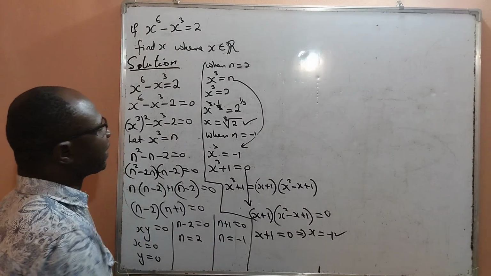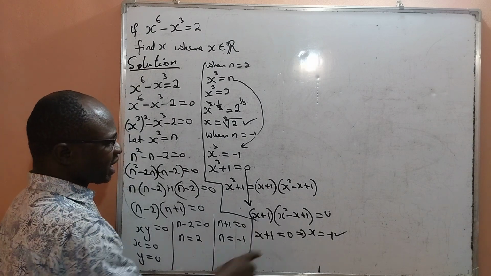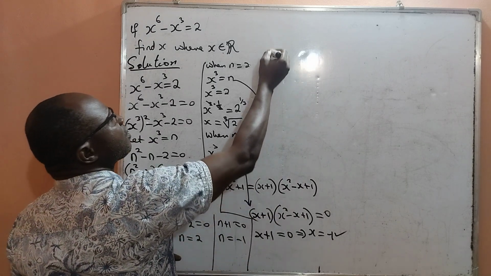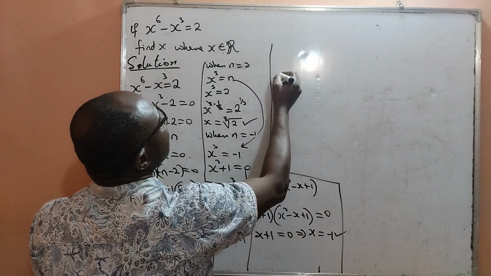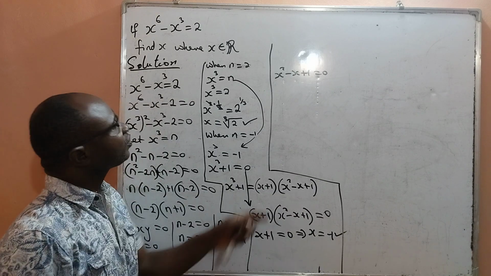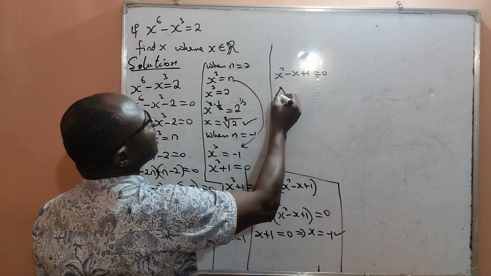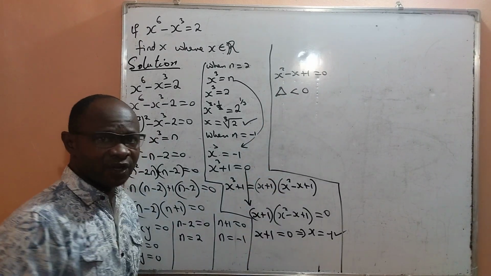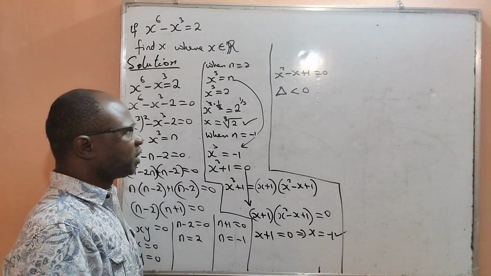So we have gotten two values, where x is equal to the cube root of 2 and where x is also equal to negative 1. Now we come to the second bracket. We want to find out if it will give us a real solution. Now, from x raised to the power 2 minus x plus 1 equal to 0, let's see if it is going to give us a real solution. Therefore, I can now use the discriminant. If the discriminant is less than 0, it will give us a complex solution, and where it is equal to 0 or greater than 0, it will be a real solution.